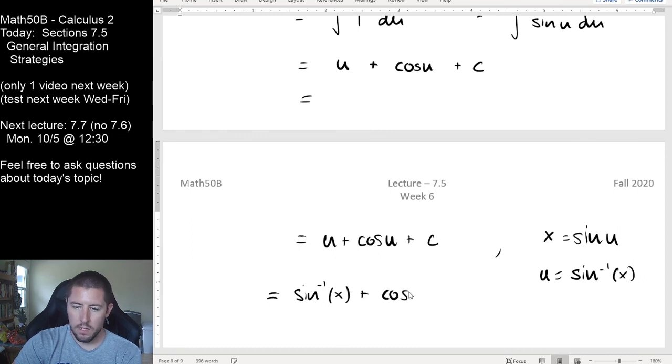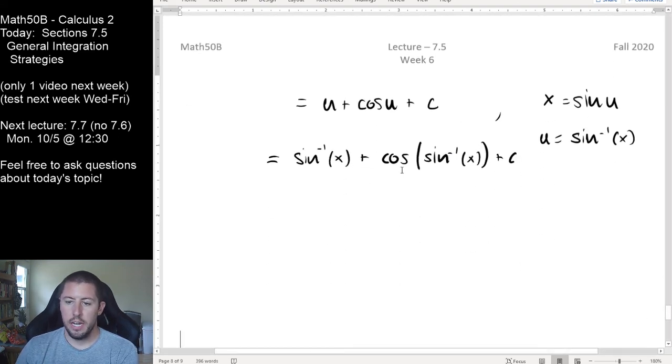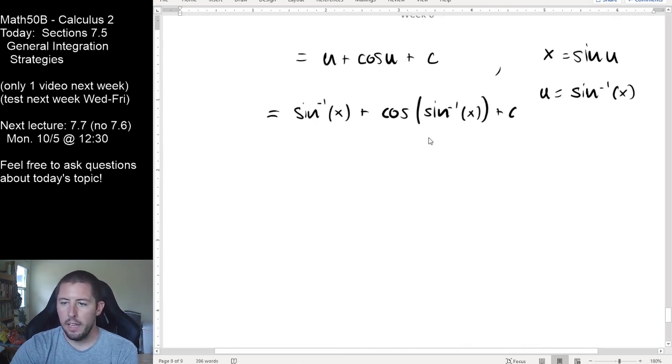Plus cosine of sine inverse of x plus c. So all I've got to do is just get a better expression for this guy and we're done. I'm just doing a little bit of trig stuff right here. I like to generally say to myself, the things that we get out of, actually, never mind. I'm just going to write this as the triangle that it is right here.